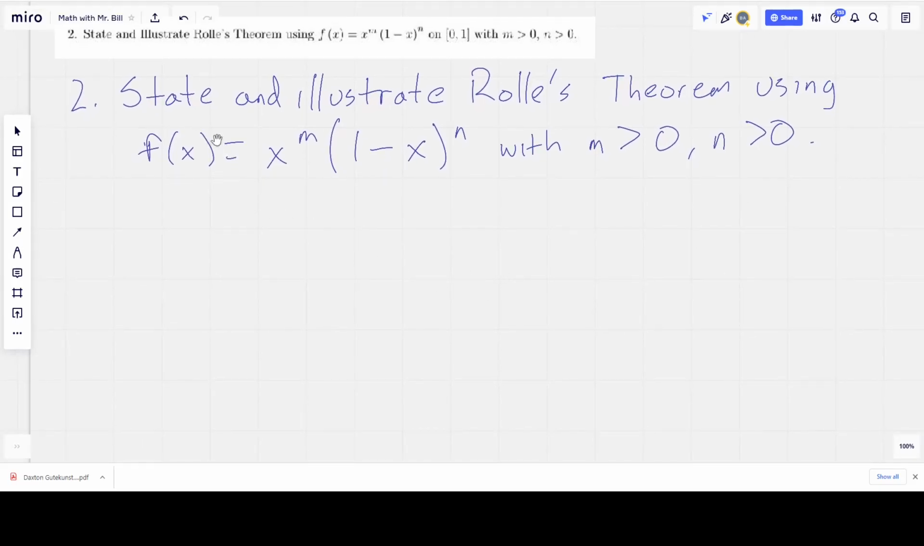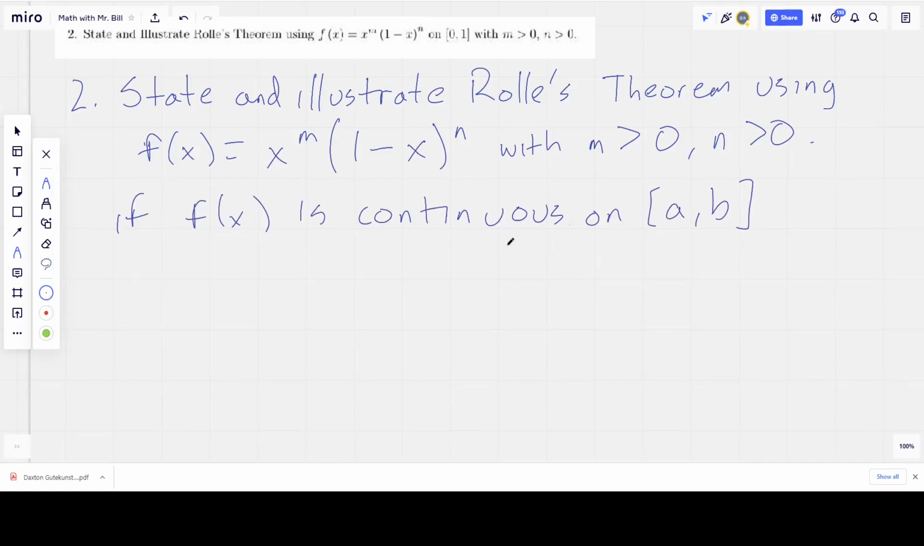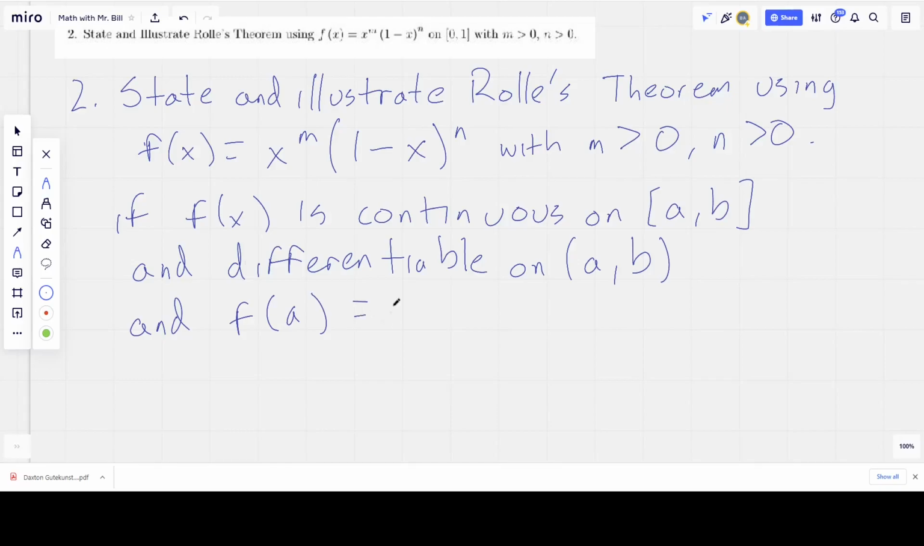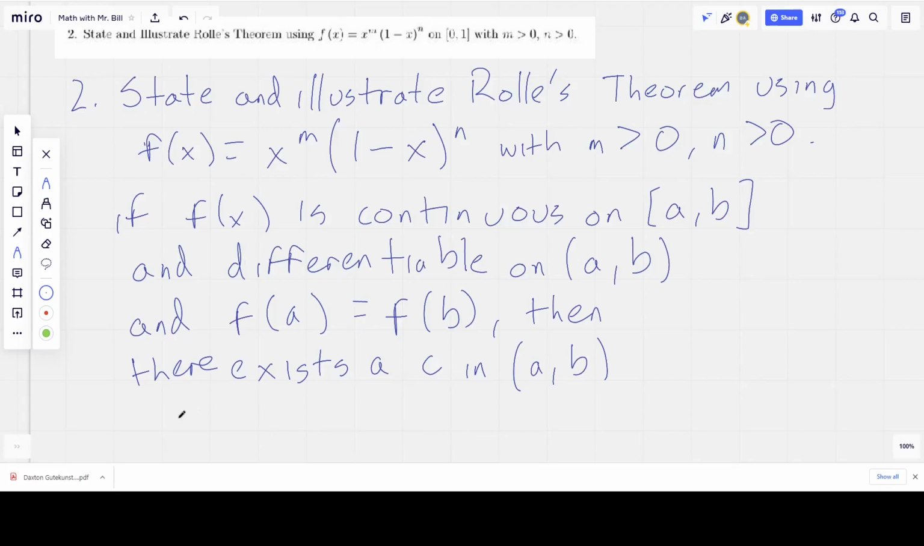So today we're asked to state and illustrate Rolle's theorem using f of x equals x to the m times 1 minus x to the n, where m and n are both greater than 0. So Rolle's theorem states this. If f of x is continuous on the closed interval from a to b, and differentiable on the open interval from a to b, and f of a equals f of b, then there exists a c in that open interval from a to b where f prime of c is equal to 0.